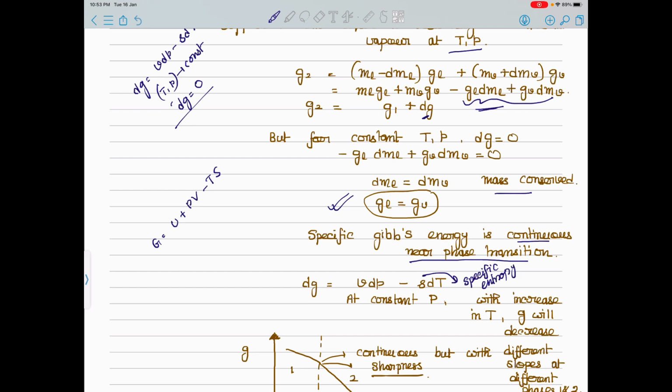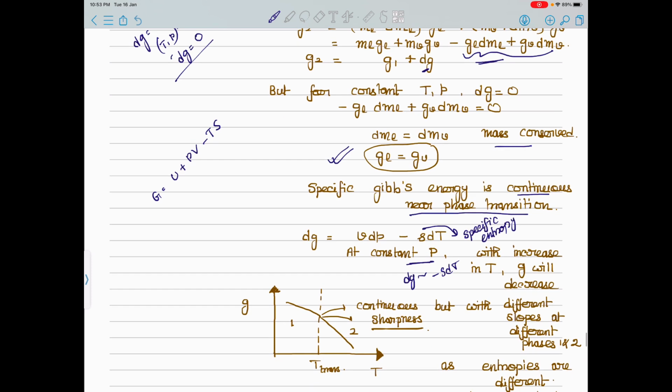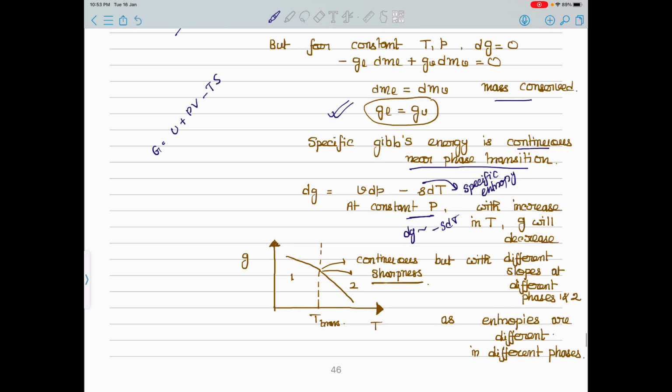Now at constant pressure P, with the increase in T, we can see that G decreases because there is a minus here. S is constant, and dP is 0 because we are at constant pressure. So dG will be nearly equal to minus S dT, where S is constant, and so with increase in temperature there will be a decrease in G. That is clear.